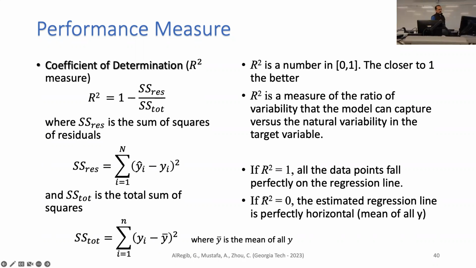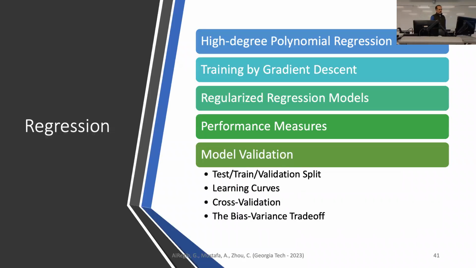Now, if R square is equal to 0, that means this ratio is 1. If this ratio is 1, that means this and this are equivalent. That means your best prediction is the average of the y. That's the horizontal case that we had before, which is the problem with that solution. So you don't want it to be close to 0. You want it to be as close as possible to 1.